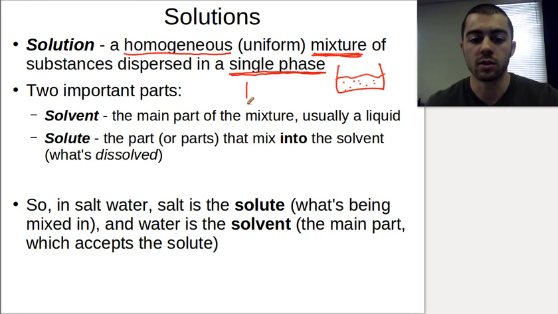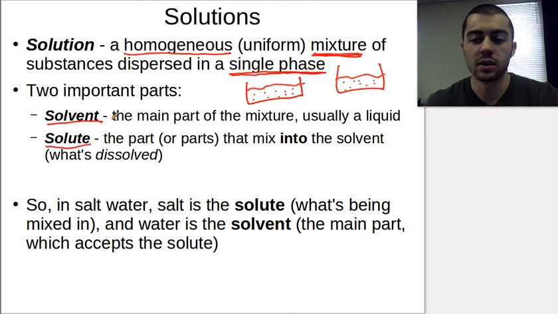So a good example of a solution would be salt water, because salt you can dissolve into water. So this concept of dissolving means that basically we're mixing it in, and it's becoming a single phase. So salt water is a solution, but sand water would not be a solution. So basically, if the salt dissolves in here, you can't see the salt anymore. It just looks like water, but really the salt is in there. It's just dissolved.